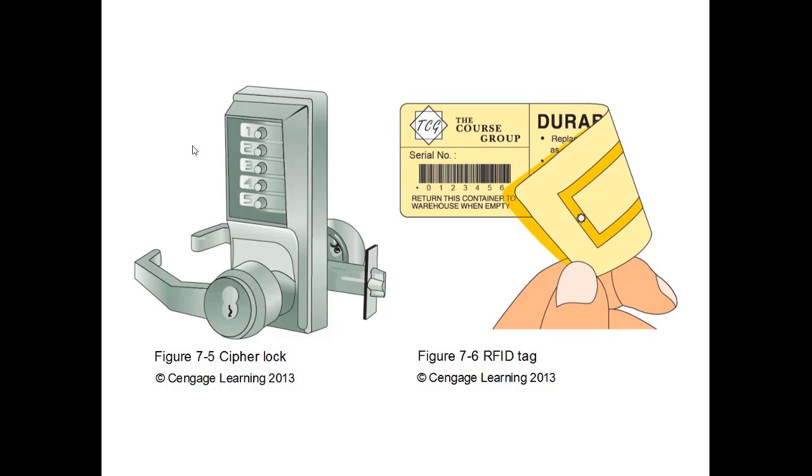In this image we have examples of a cipher lock and also an RFID tag. The image here on the left would be a cipher lock, where instead of using a regular key that would go in here to open a door, you would punch in a series of numbers in order to unlock the door. And here, the RFID tag is read and is able to grant access.